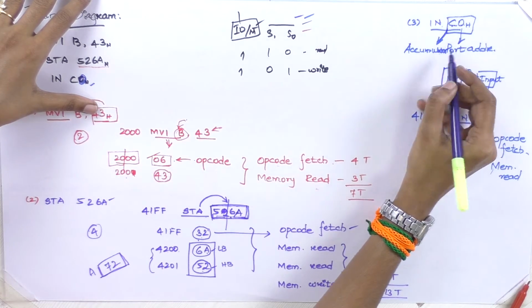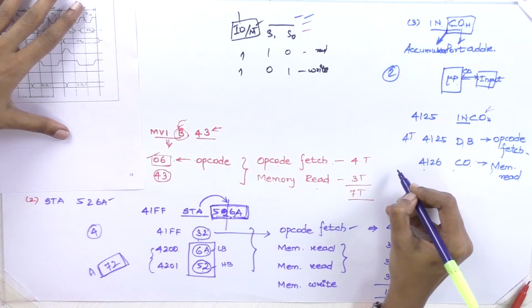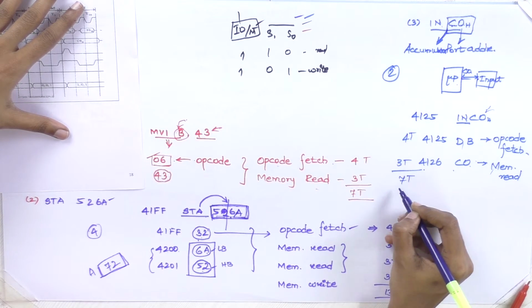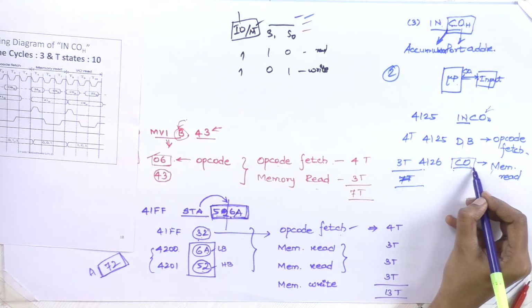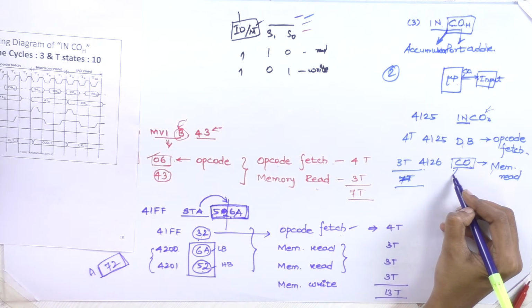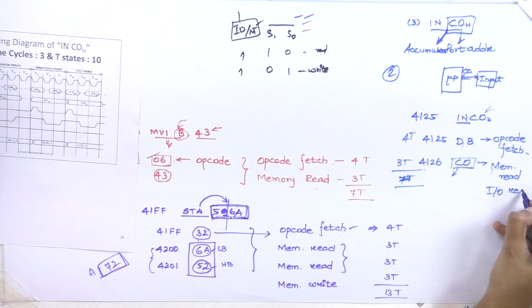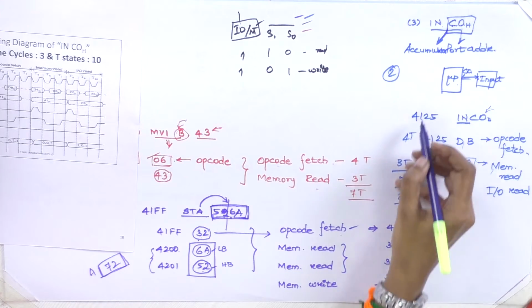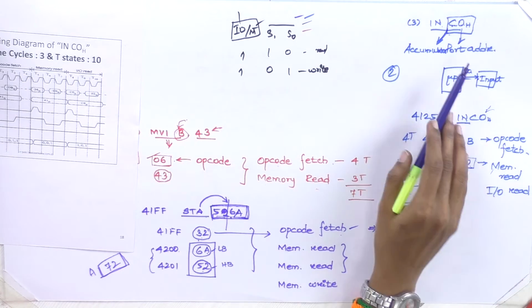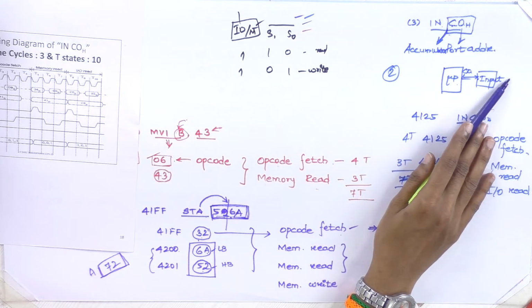The IN C0 instruction requires machine cycles: opcode fetch requires 4 T states and memory read requires 3 T states, as a whole 7 T states. After it knows the C0 address, it has to receive the value from that location. That operation is IO read, the IO read machine cycle. So as a whole this instruction requires 10 T states. The machine cycles are opcode fetch, memory read and input output read.